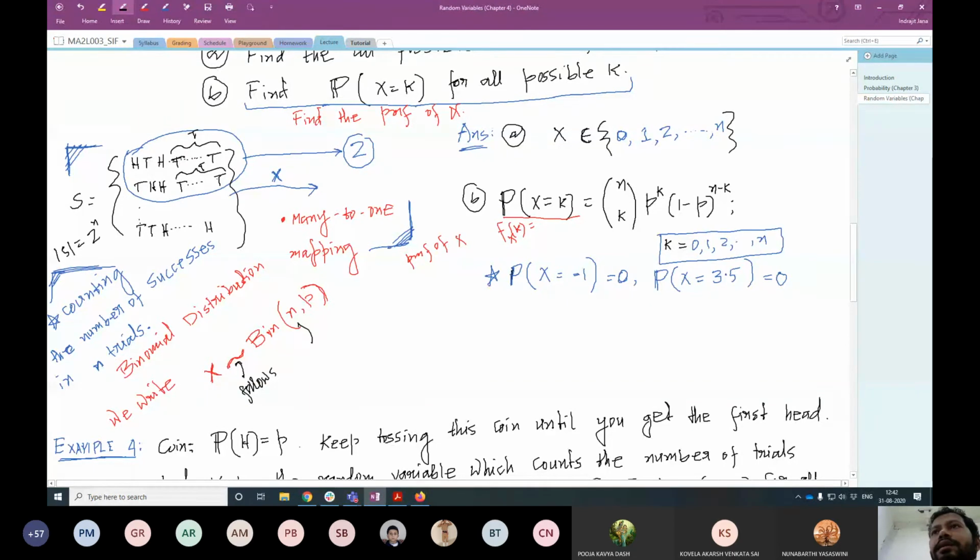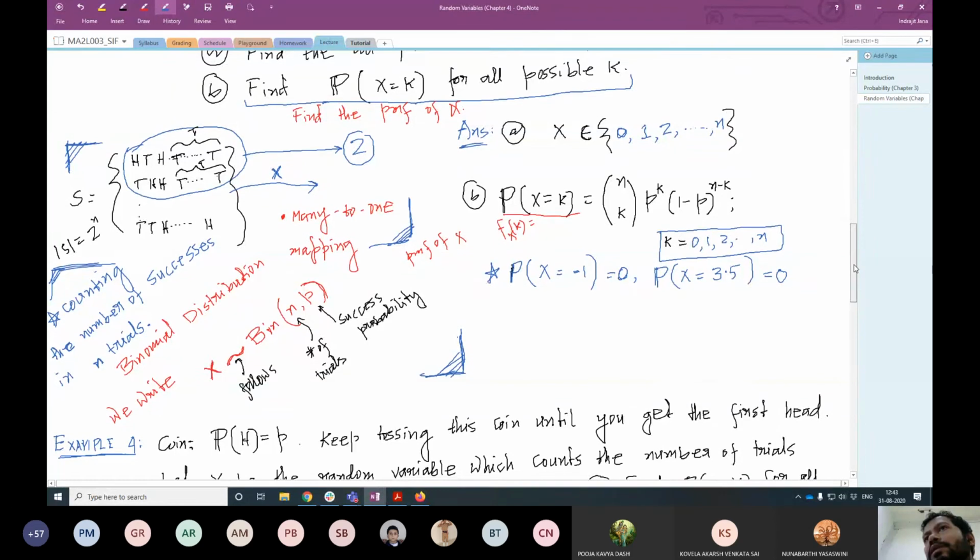So what is n? N is the number of trials, and p is the success probability. My point is that the example 3 that I have given is actually a model problem, because this model can be applied to many similar examples. And in probability theory, this model has a very specific name, called binomial distribution.